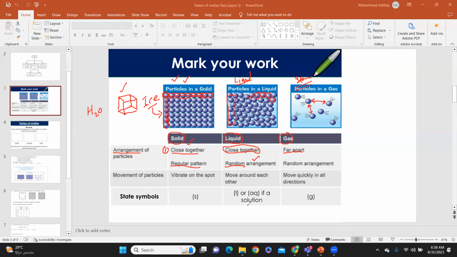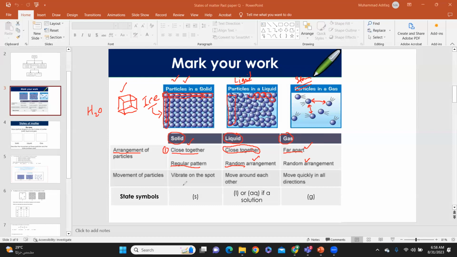Got it? Okay, so the third thing here, in the gas state, there is again a random arrangement like the liquids, but how is it different from the solid or the liquid? The distance: they are far apart. They are not closer to each other. Got it? Easy?